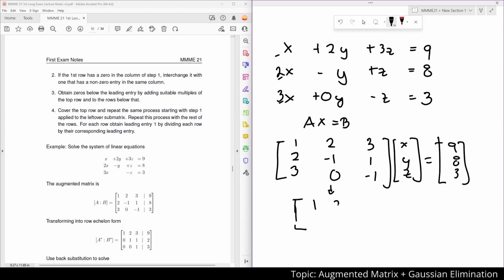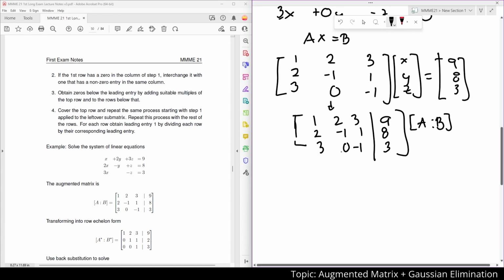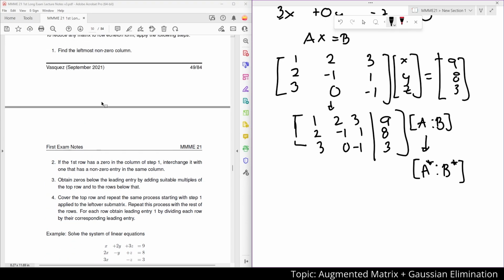A natin, 1, 2, 3. 2, negative 1, 1. 3, 0, negative 1. Then, separate it with pipes. Kunin mo yung B. 9, 8, 3. Ito yung A, B form ng ating matrix. What we want to do now is itong A, B form natin, we want to transform that into our row echelon form, A asterisk, B asterisk, or B star. And to do that, we follow yung steps na naandito.